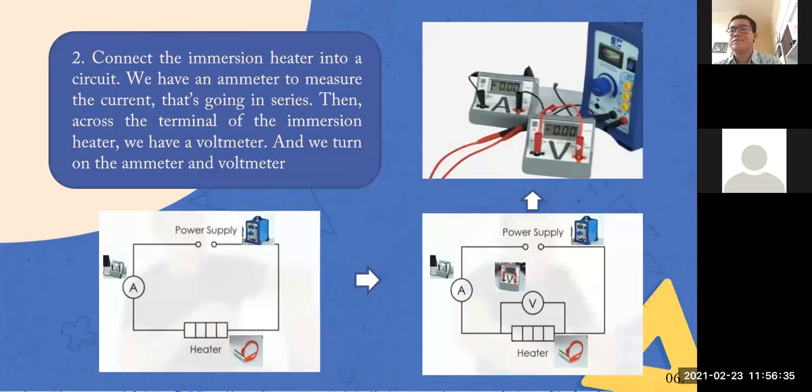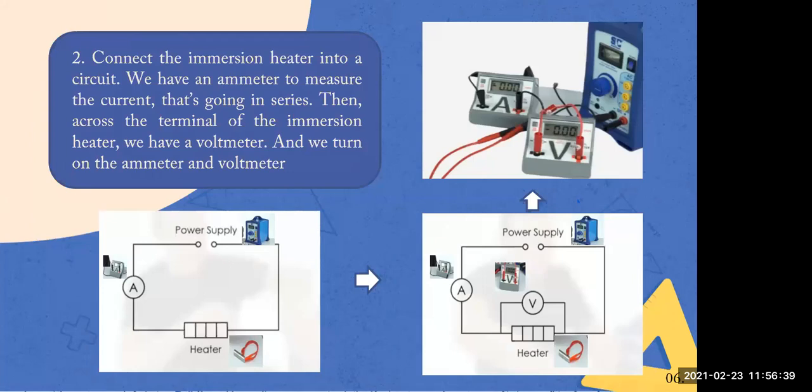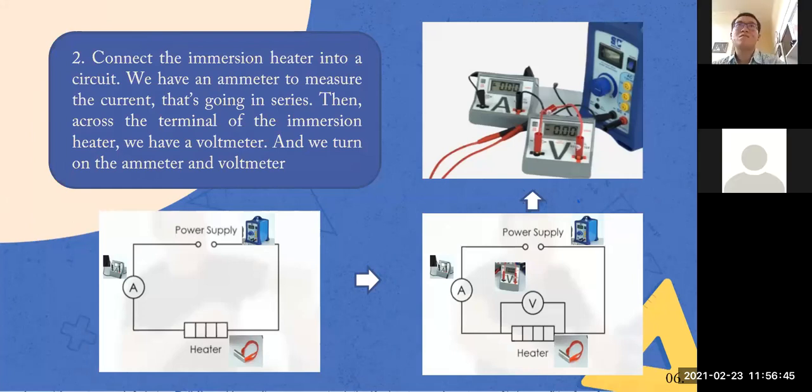Step 2: connect the immersion heater into a circuit. We have an ammeter to measure the current, connected in series. Then across the terminals of the immersion heater, we have a voltmeter, and we turn on the ammeter and voltmeter.